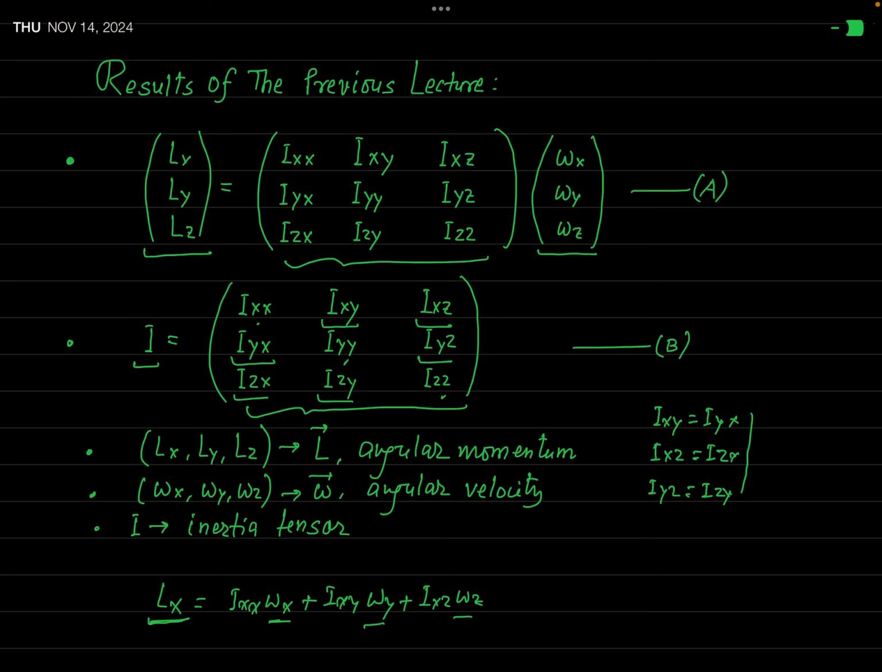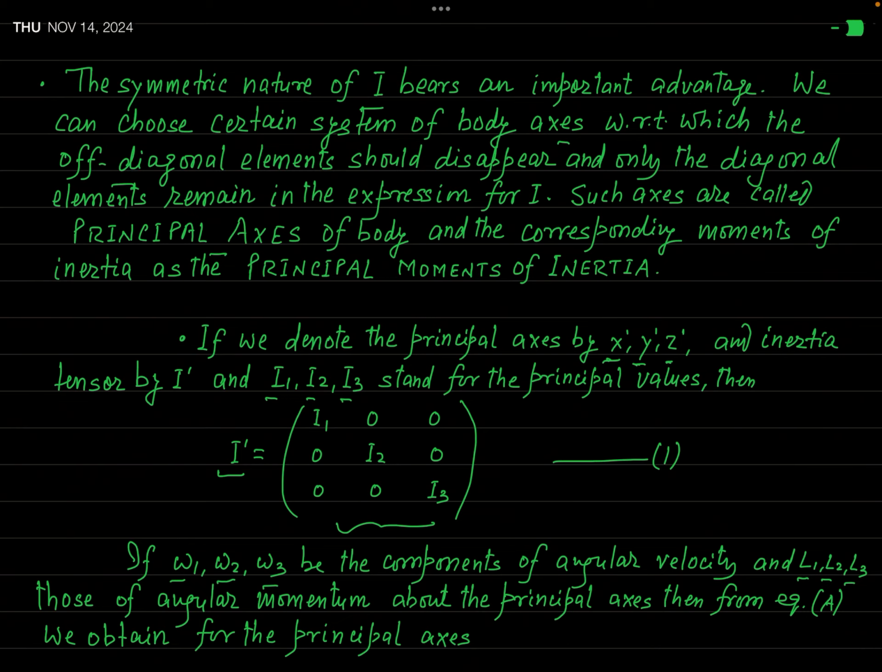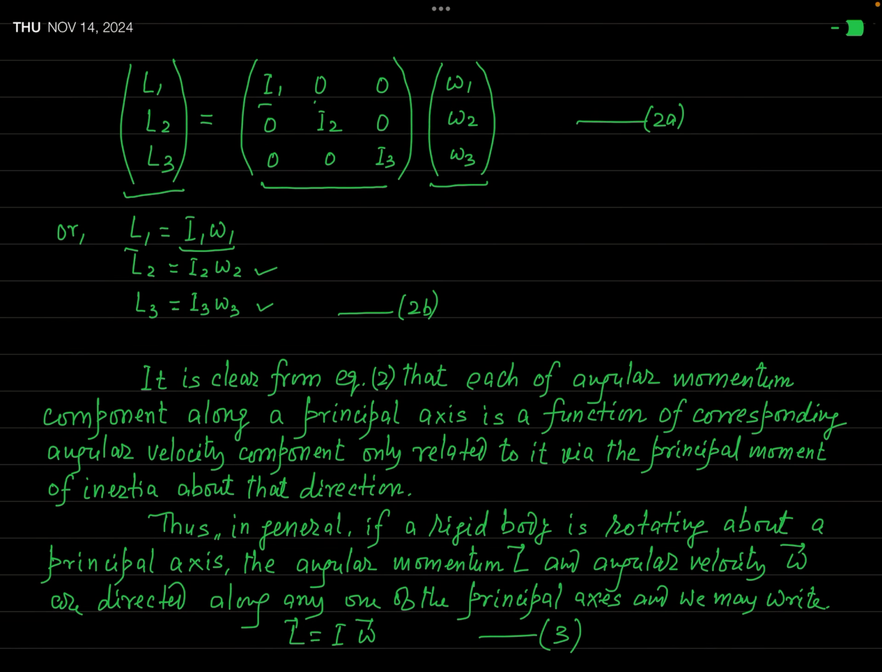So I told you in the previous lecture that in general the L vector is not parallel to the omega vector, but in a specific condition L will be in the direction of omega. It is possible. What is that specific condition? Now you can see. This is the situation. When you are talking about the principal axes, in that condition L1 is along the direction of omega 1, or you can say L1 depends explicitly only on omega 1. It is completely independent of omega 2 and omega 3.